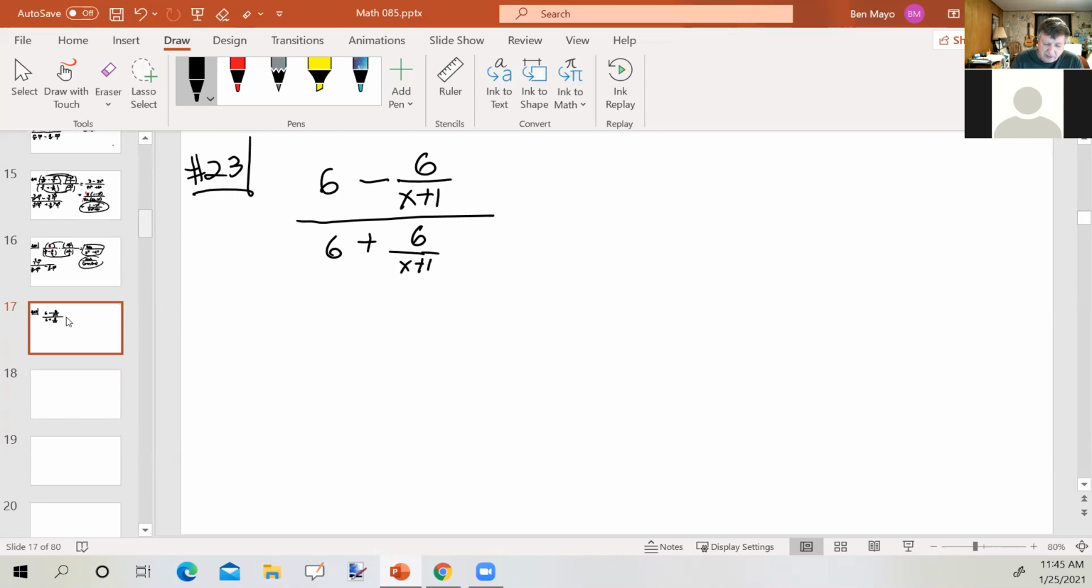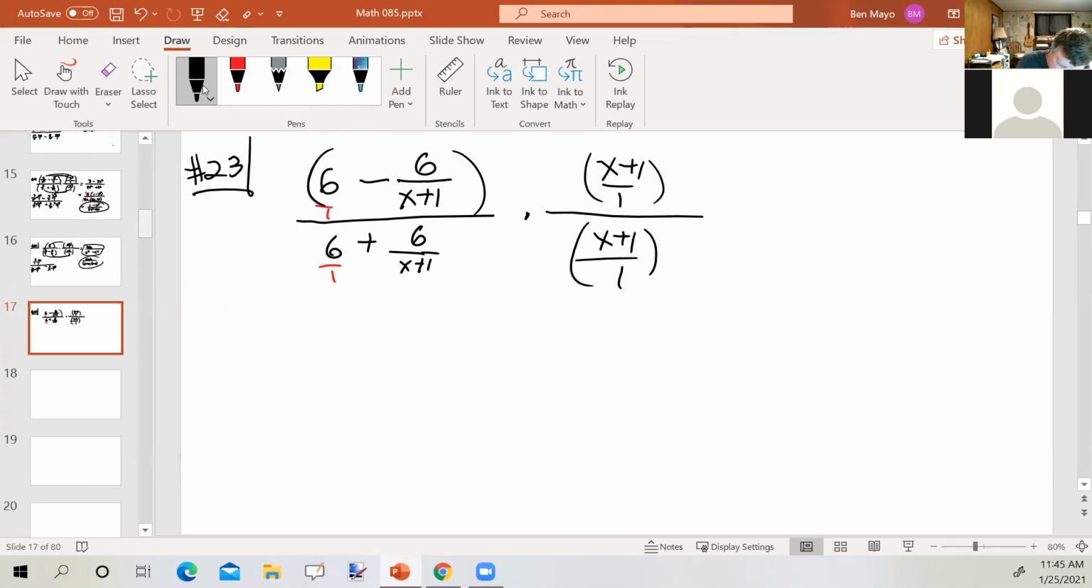All right, again, there's implied 1s below the 6's. So our LCD, let's see, our denominators are 1, x plus 1, 1, and x plus 1. So the LCD is just x plus 1. So I'm going to multiply the numerator and the denominator by x plus 1.